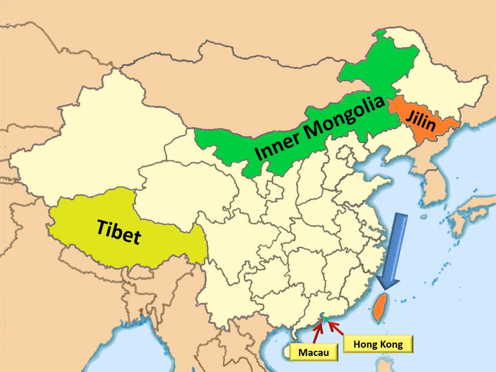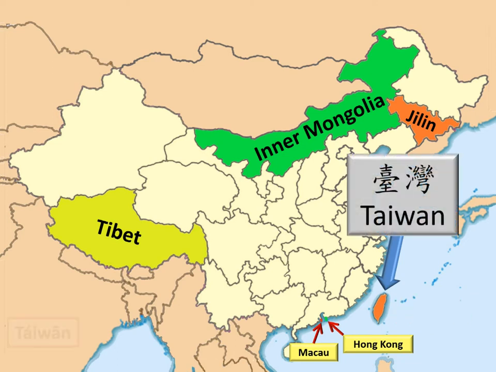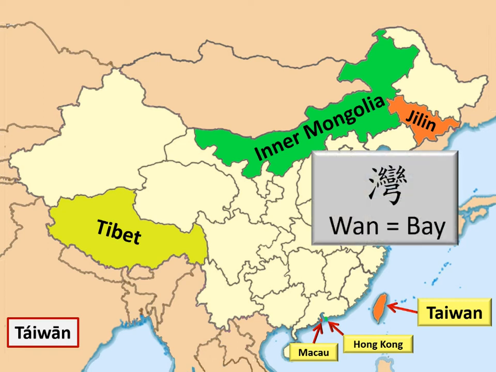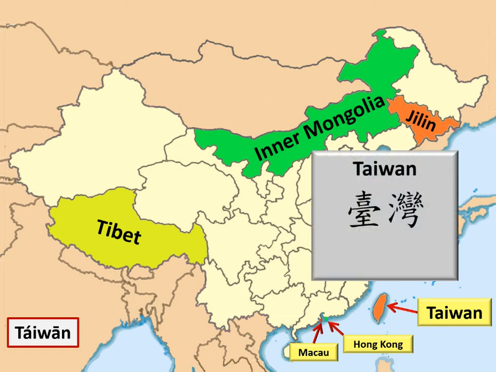Moving to the south, we come to a large island off the eastern coast of the mainland. Westerners used to call the island Formosa, a Portuguese name. But the Chinese name is 台湾. Tai means platform. Wan is a word for bay or gulf. Do you see the water radical? Literally, the name of this self-governing area means platform bay. Platform bay? Odd. Actually, this is another case of phonetic substitution for a non-Chinese word.